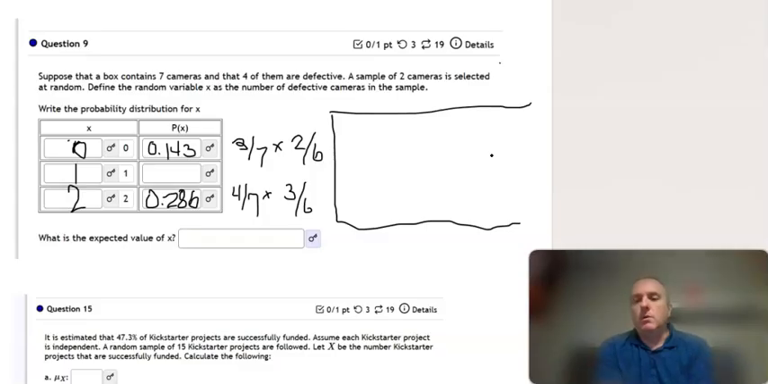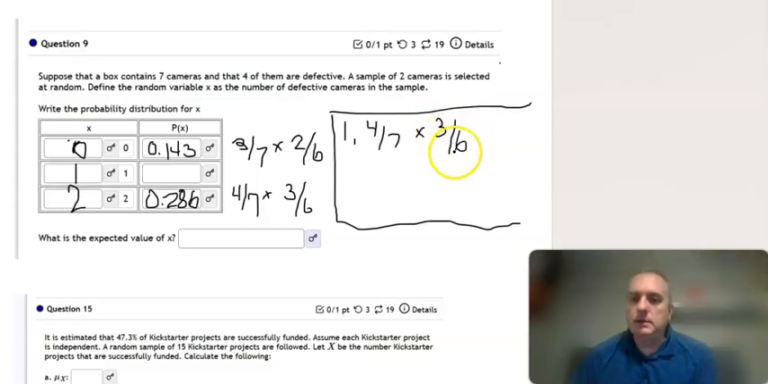When we have an OR situation in probability, that means we're going to be adding probabilities together to get our final result. So for case one, I'm going to say we got our defective camera first, which is 4 out of 7, and a working camera second. There are 3 working cameras and 6 cameras that are left.